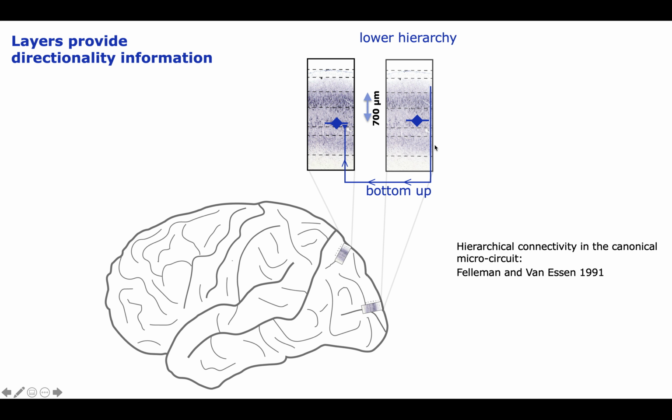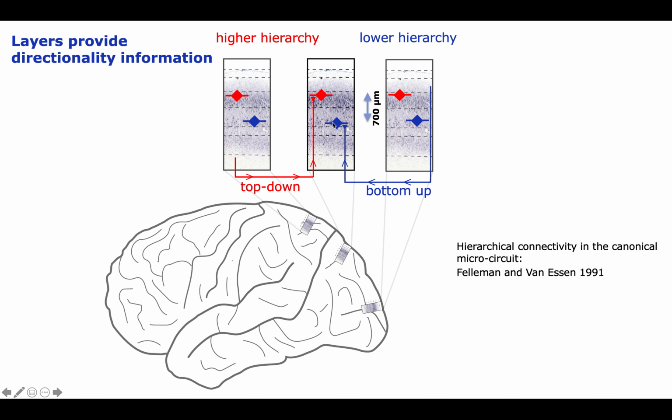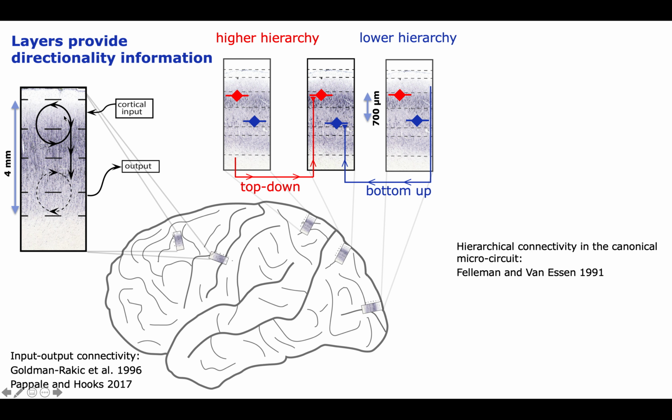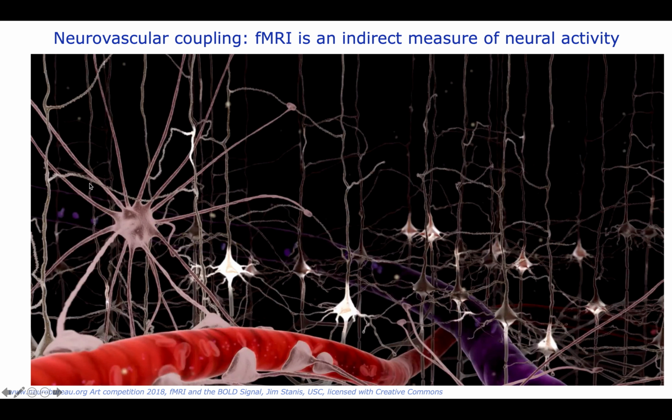For example, we know that feed-forward input comes into a middle layer, whereas feedback input comes in upper and/or deeper layers. Or in other areas, we have this input-output model. So layer-dependent information tells us something about the content of the activity.